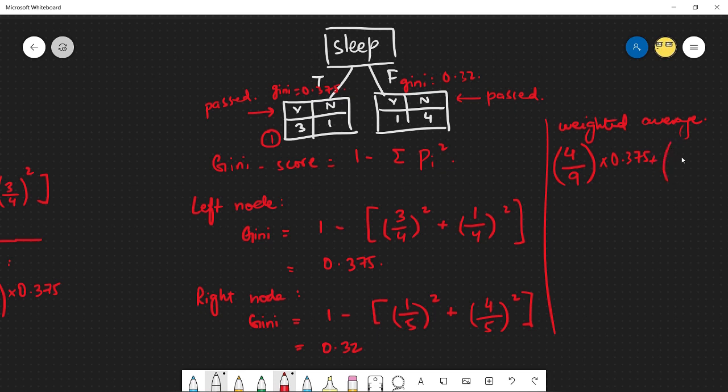0.375, plus the weighted average over here, which is going to be 5, so 4 plus 1, 5, divided by the entire sum, so 5 over 9, times the Gini score on the right side, which is going to be 0.32, and you will get a weighted average Gini score of 0.34. So we're going to say the Gini impurity score here is 0.34.